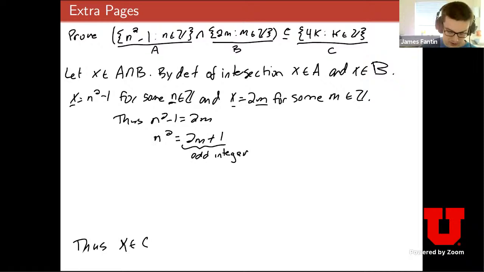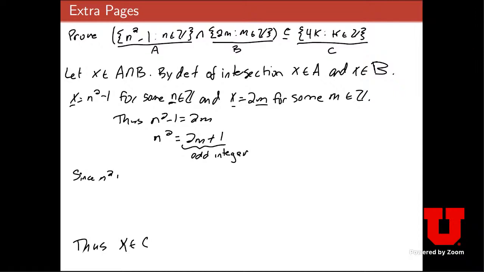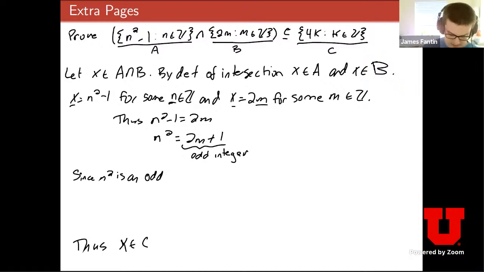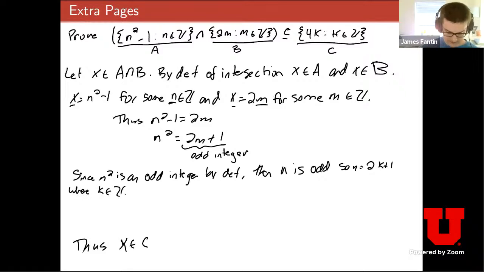If n squared is an odd integer, what do we know about n? N should be odd. Yeah, so we know that n squared is an odd integer by definition. Then n is odd. So n is equal to some 2k plus 1, where k is an integer. So how does that help us?